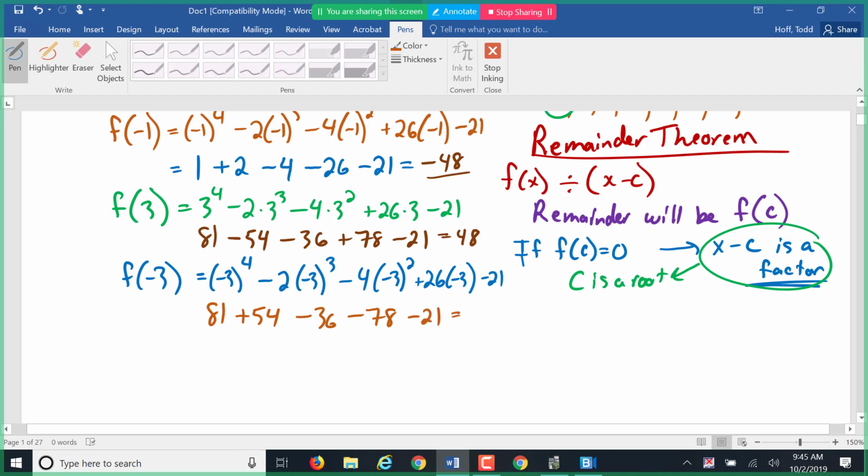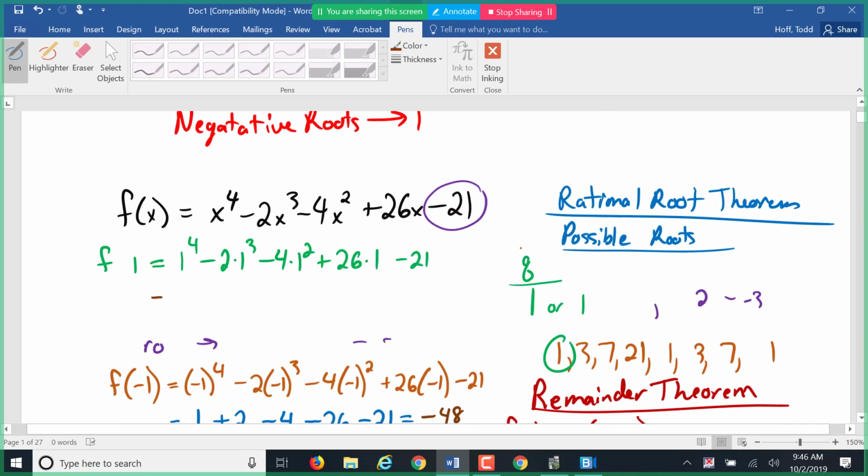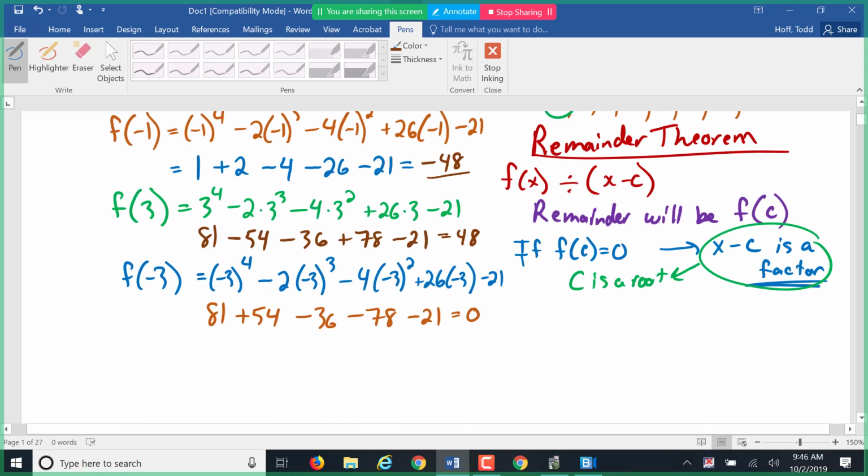81 and 54 is 135. Minus 36 is 99. Minus 78 is 21. Minus 21 is 0. Negative 3 is a root, which means x minus 3 is a factor. Sorry, not 3, that's negative 3 is a root. So that means it's x plus 3 that's the factor.